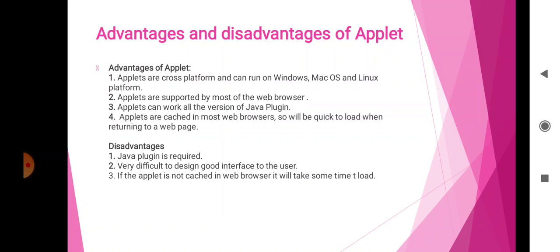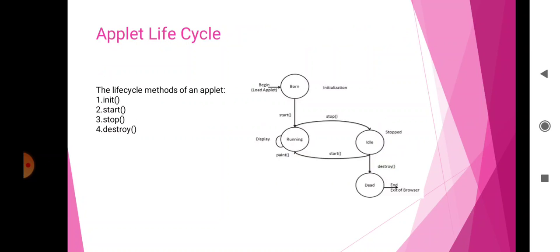And it is also difficult to design and build a good user interface in an applet compared to the HTML technologies. Then the next topic is the applet lifecycle. Here the applet can override a set of methods from the base class. The base class Applet is used to provide the mechanism to control the execution of the applet.